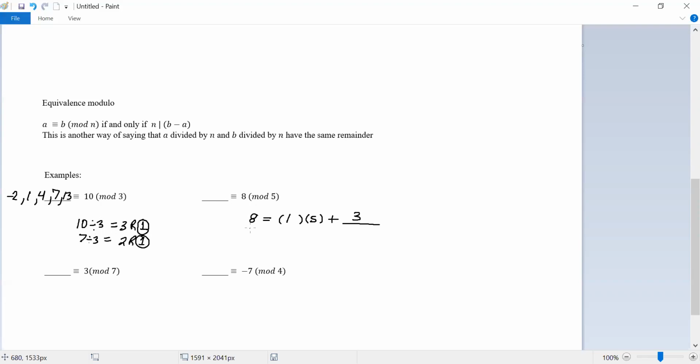So what about 13? What if I divide 13 by 5? 5 goes into there 2 times and gives me a remainder of 3. So 13 is an answer.